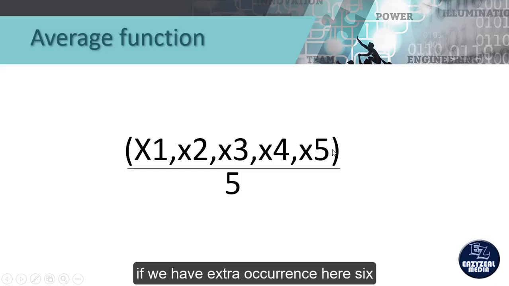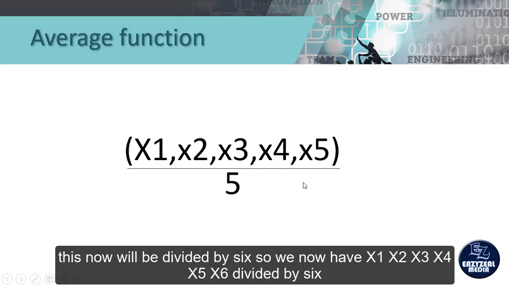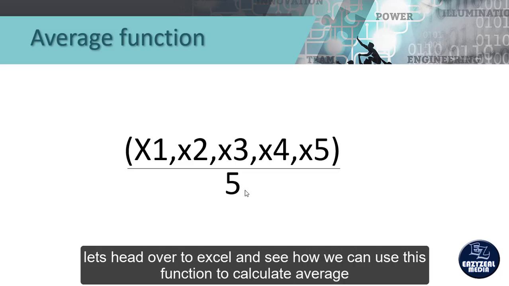If we have an extra occurrence here, 6, which is S6, now the total number of occurrences will be 6. So this will now be divided by 6. So we now have S1, S2, S3, S4, S5, S6 divided by 6. So this is how to calculate average. In a nutshell, this is the basis of calculating average. Let's head over to our Excel and see how we can use this function to calculate average.